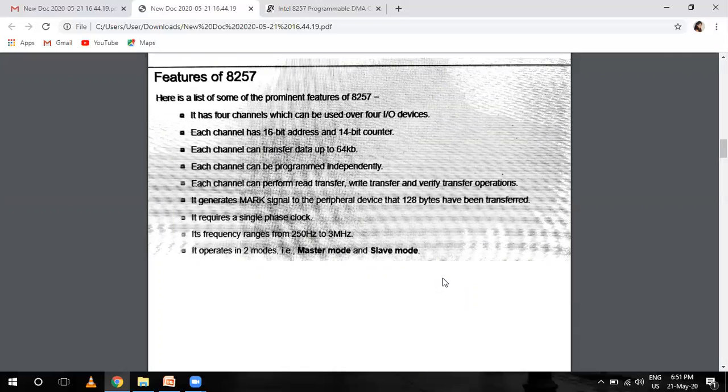Each channel can transfer data up to 64 KB, and each channel can be programmed independently. It generates a mark signal to the peripheral device that 128 bytes have been transferred. Each channel can perform read transfer, write transfer, and verify transfer operation. It requires a single phase clock, and it has two modes, master mode and slave mode. Its frequency range is from 250 hertz to 3 megahertz.